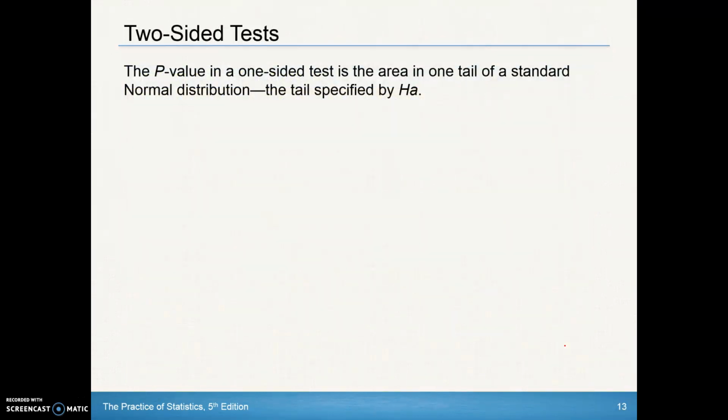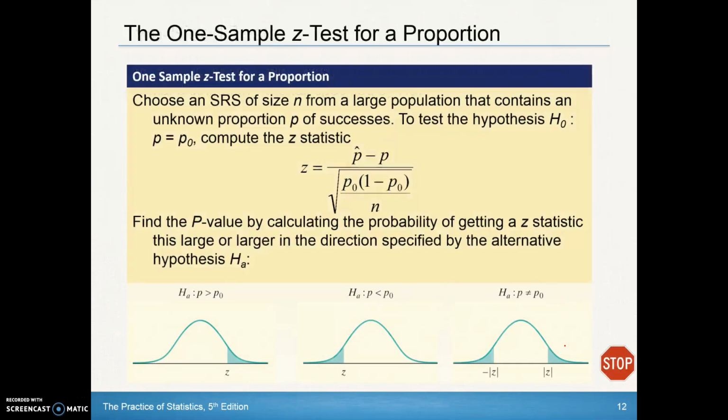Right. So, the p-value in a one-sided test is the area in one tail of a standard normal distribution, the tail specified by the alternative. So again, these over here are one-tailed tests on the right side specified by the alternative hypothesis. Again, this is a one-tailed test specified to the left in the alternative hypothesis.